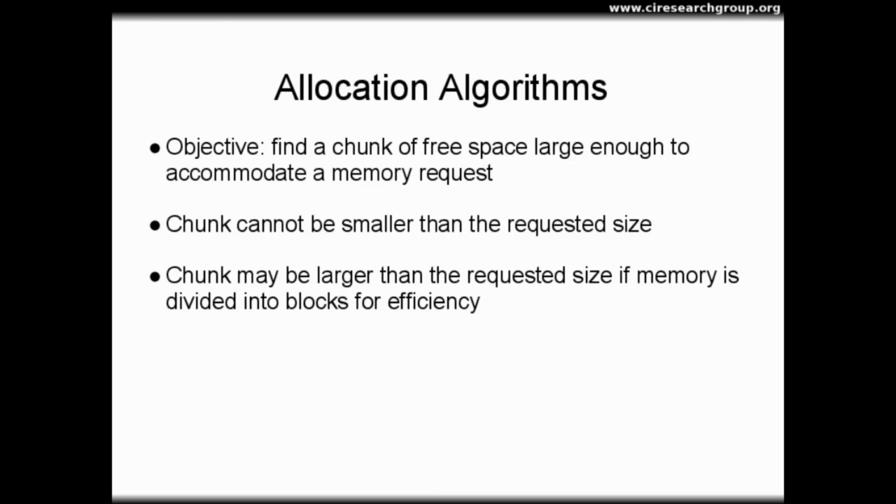When a process requests heap memory, the kernel must find a chunk of free space large enough to accommodate the request. This chunk cannot be smaller than the requested size, since the process expects to use all the space it is requesting. Since the memory is divided into blocks for efficiency, the chunk of memory returned to the process is normally larger than the amount requested, unless the process happens to request a whole number multiple of the block size. I'm now going to introduce 4 classical algorithms for dynamic memory allocation: best fit, worst fit, first fit, and next fit.